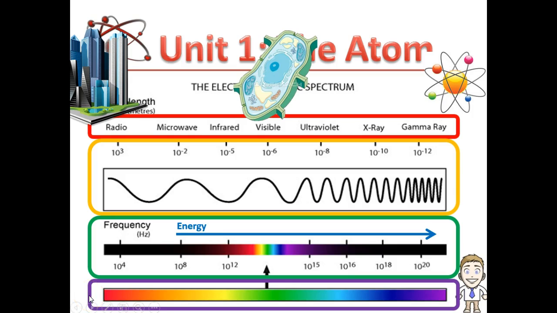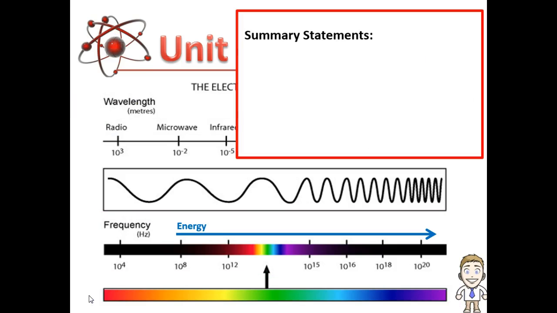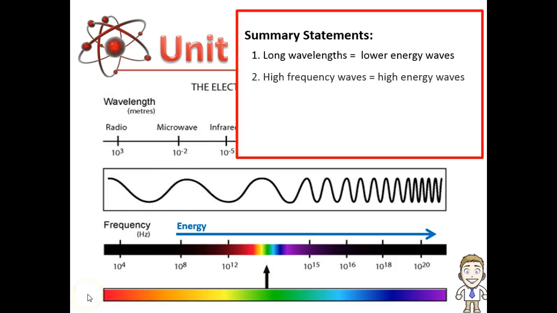Now there's a lot of information on this chart, and in AP Chemistry you do not have to memorize it all. That'd be crazy. However, there are some summary statements from this that you would be expected to make. Number 1, you should know that longer wavelengths always correspond to less energy. That's down here on this end. You should also realize that high frequency waves always correspond to higher energy waves. That's up here on this end.